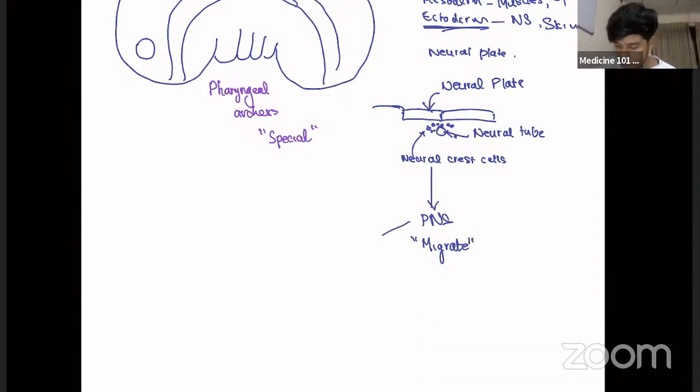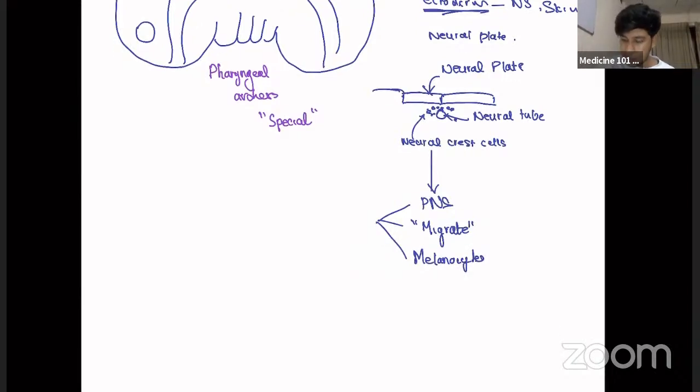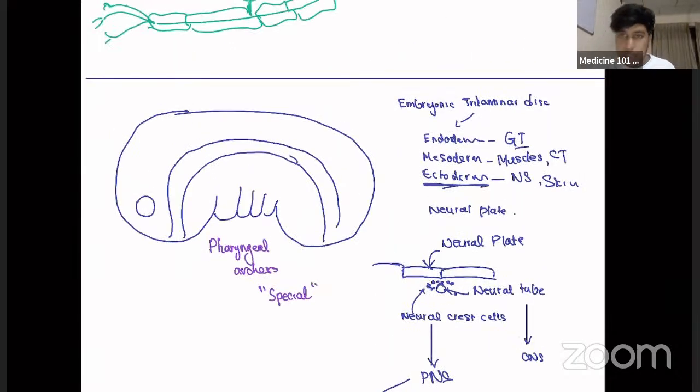Okay. So the other thing is it forms melanocytes. That part is not really needed for neuroanatomy, but let's add that. The neural tube will differentiate into the central nervous system, which is the brain and the spinal cord. Okay, so I hope you guys understood this. Now, okay, remember this special thing, I will come to this.